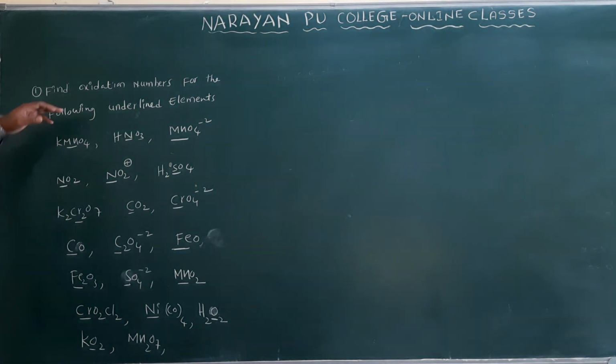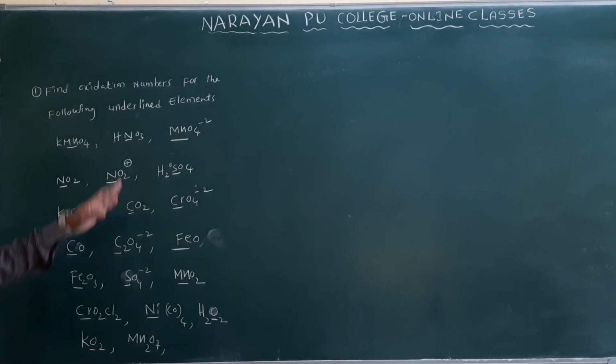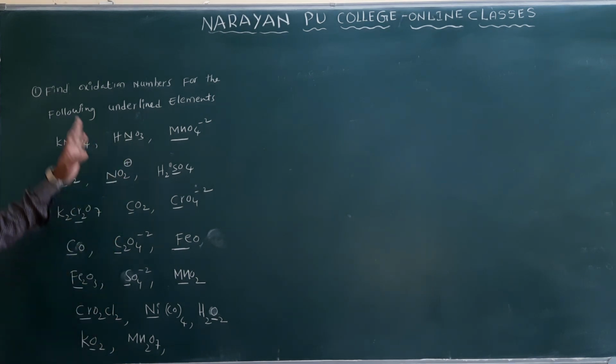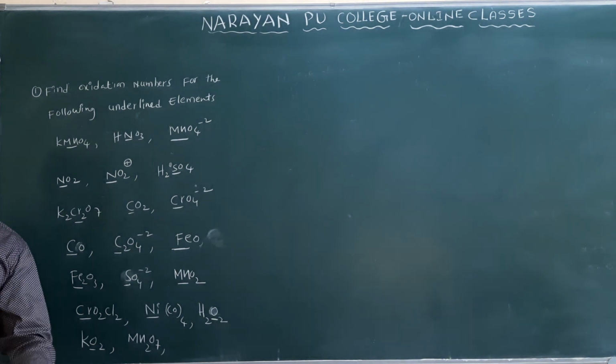Now we'll solve some of the oxidation states of the elements. The question is already there: find the oxidation numbers for the following underlined elements only. You have to find out the oxidation number by using the above rules that we discussed.